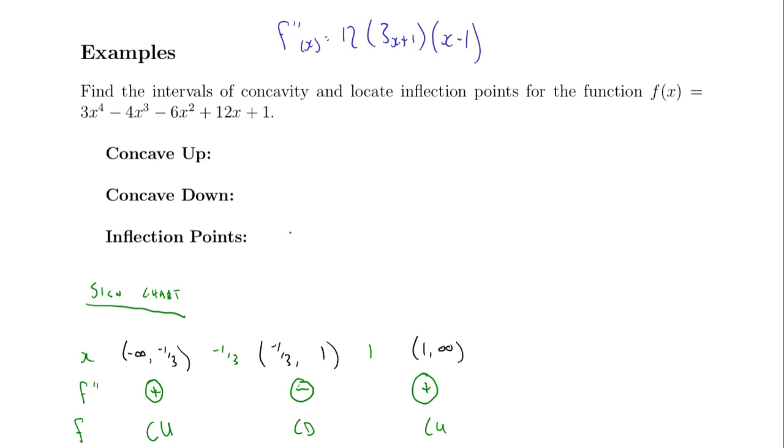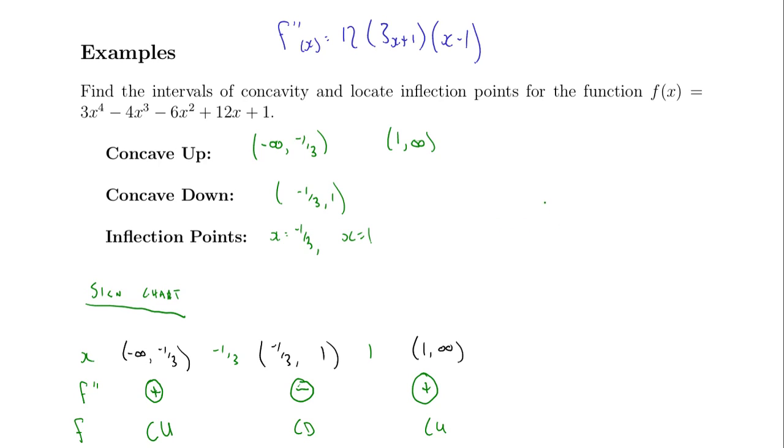And so we've got these inflection points happening at x equals negative a third and x equals 1. These are the spots where we're changing concavity. We're concave up on the interval from negative infinity up to negative a third, and from 1 up to infinity. And we're concave down on this interval in the middle.